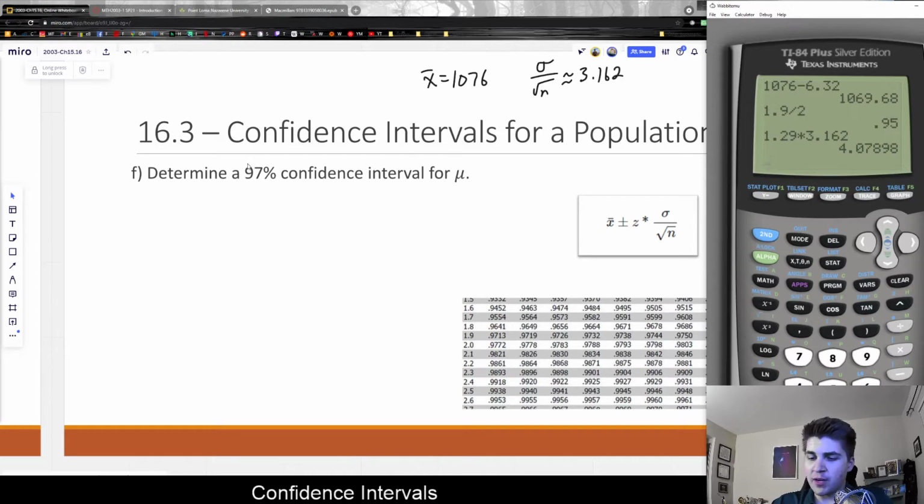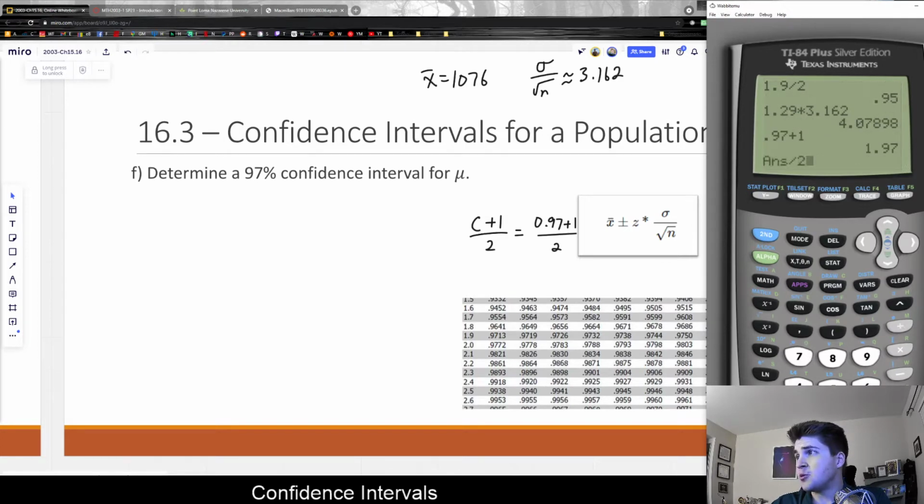To recap, if you're going to use table A, you want to do C plus 1 over 2, where C is your confidence level. So this would be 0.97 plus 1 over 2, and this will give you the Z score. Then we can use a Z table to figure out this percentage. So 0.97 plus 1 divided by 2 is going to be 0.985. Basically, it converts your central confidence interval into a cumulative probability, which is what table A does.